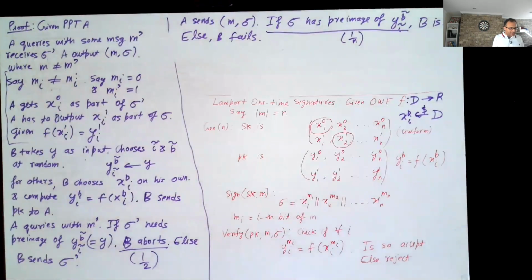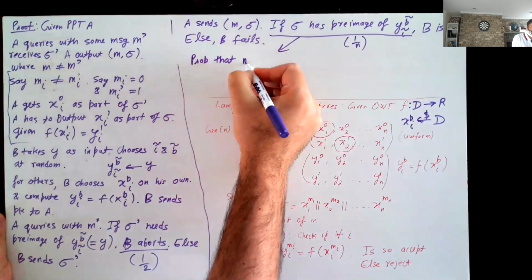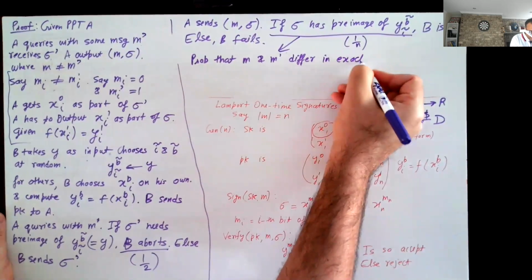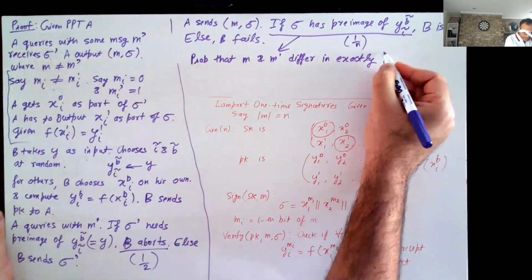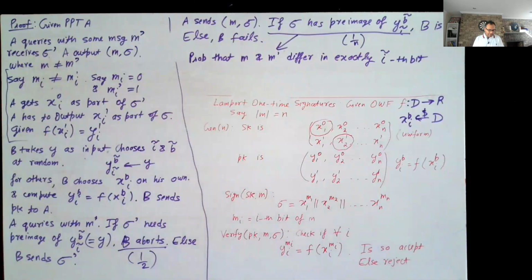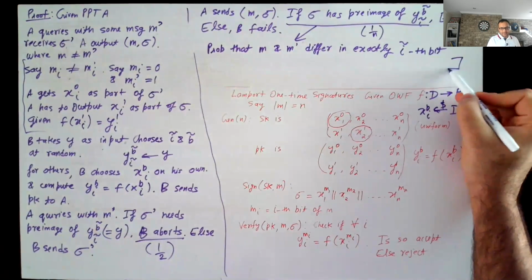Okay, so this probability is the same as the probability that M and M prime differ in precisely the I tilde bit. Okay, and since they differ in at least 1 bit, maybe more, this probability is at least 1 by n. Okay, so it seems like with probability 1 by 2n, B is successful if A is successful. This means that if A was successful with noticeable probability, B would also be successful with noticeable probability. So this is basically the whole proof.